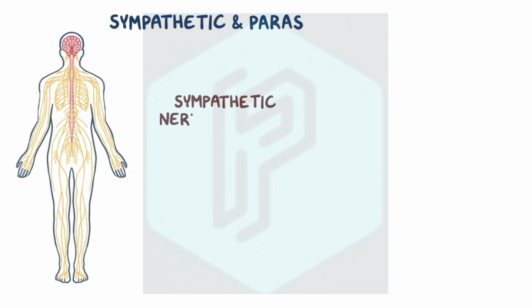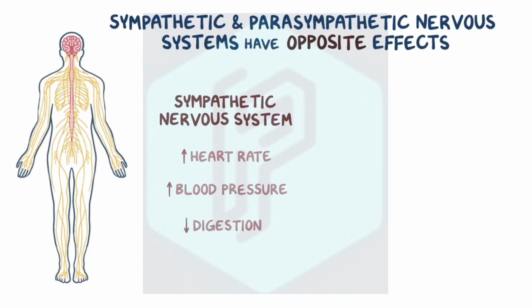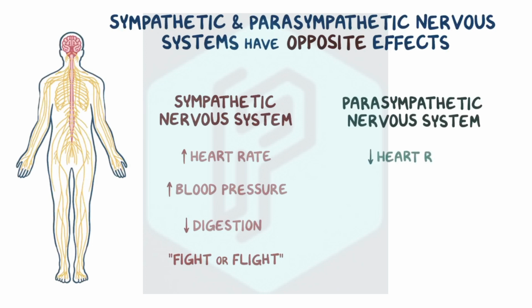The sympathetic and parasympathetic nervous systems have opposite effects on blood pressure, as well as slowing digestion. All of this maximizes blood flow to the muscles and brain, and can help you either run away from a threat or fight it, which is why it's also called the fight or flight response. The parasympathetic nervous system instead slows the heart rate and stimulates digestion. The effects can be summarized as rest and digest.